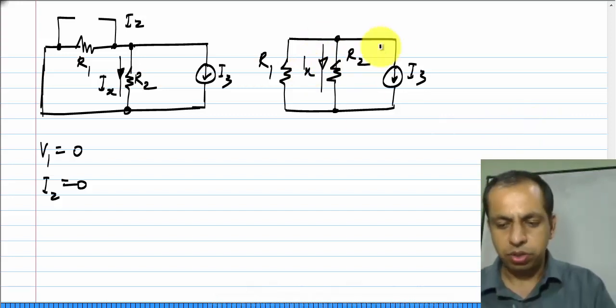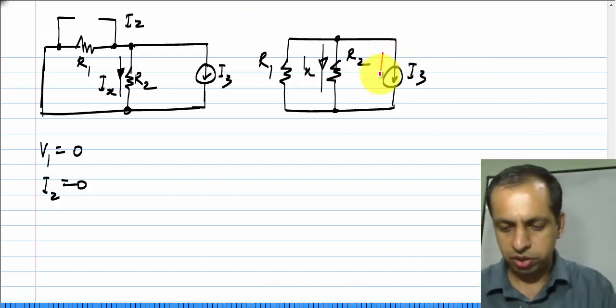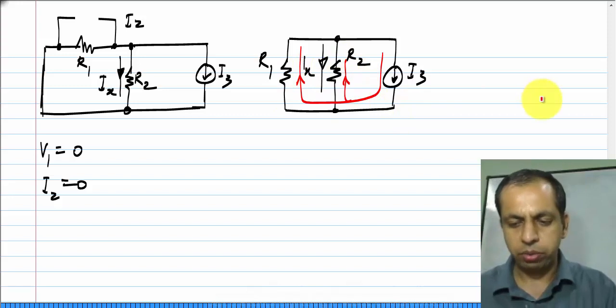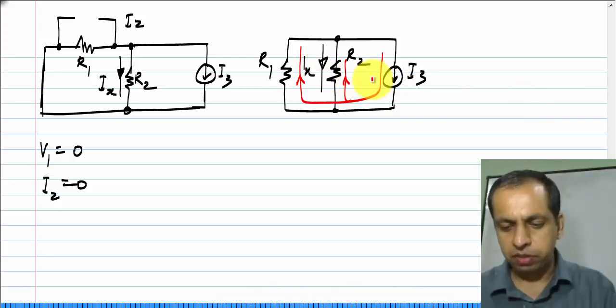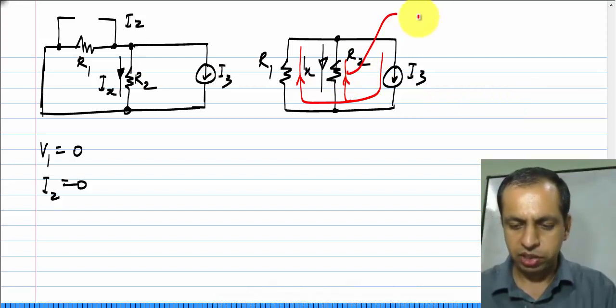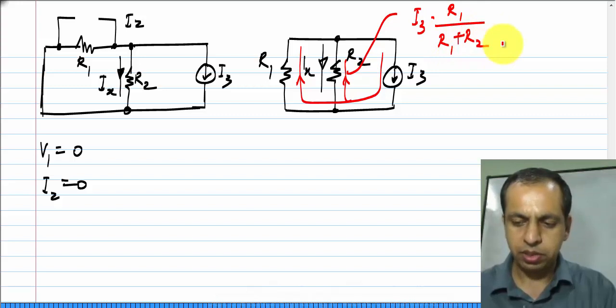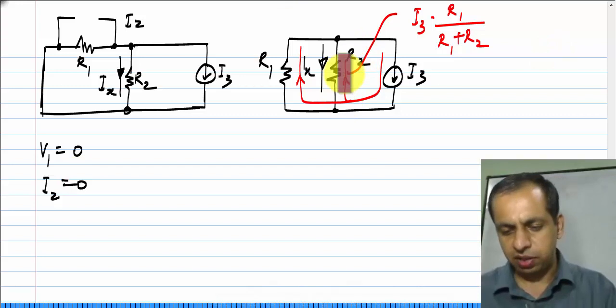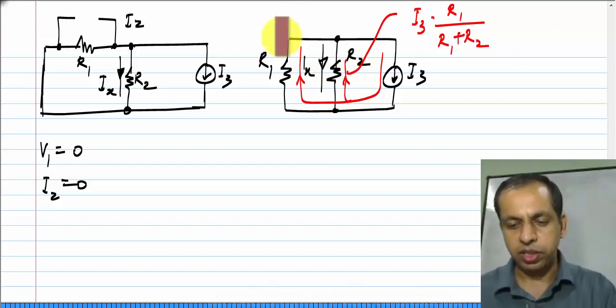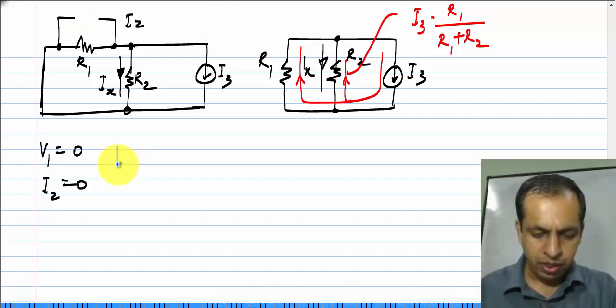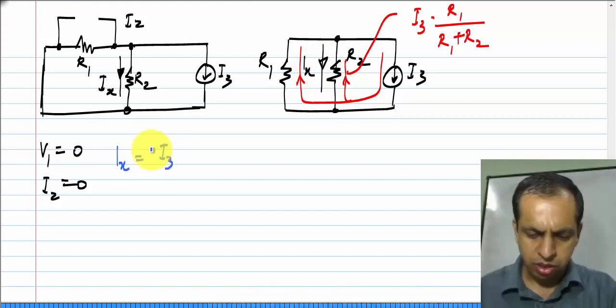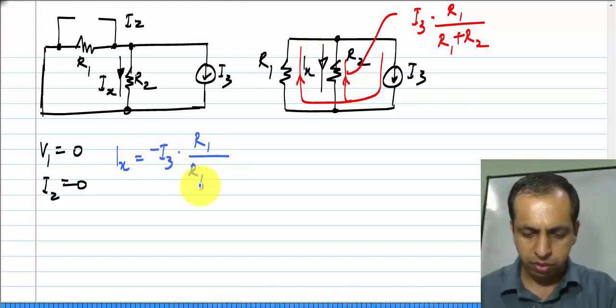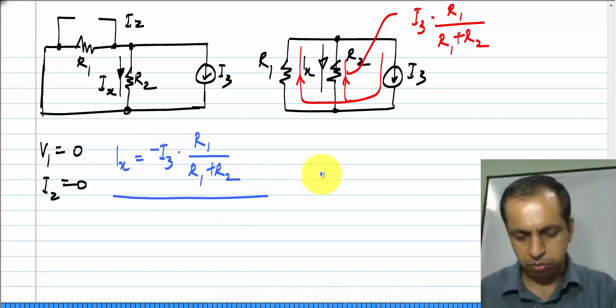Okay. So, now the current flowing through R2, so this total current I3 gets divided into 2 parts and flows into R2 and R1. The part that flows into R2 is given by I3 times R1 by R1 plus R2 from the current divider expression. We also see that this current that we calculated is in opposite direction to Ix. So, Ix is minus I3 times R1 by R1 plus R2. Okay.